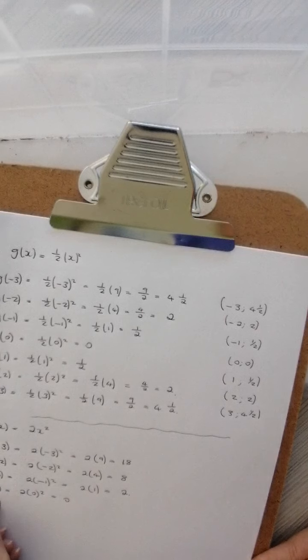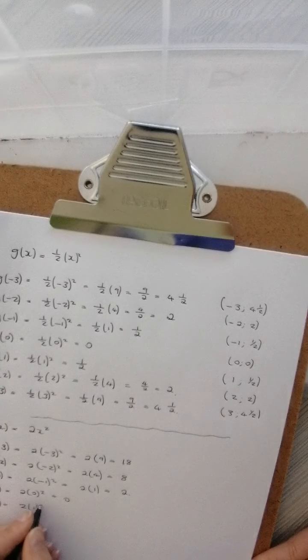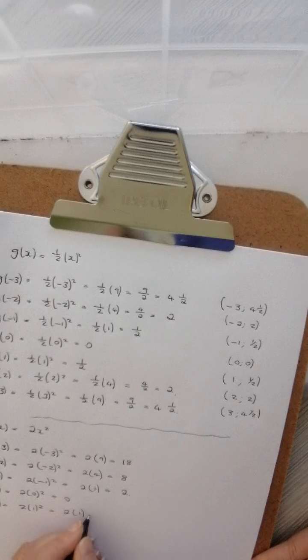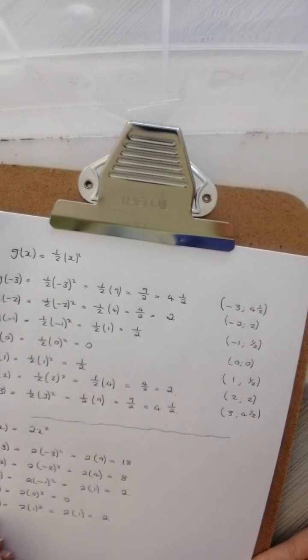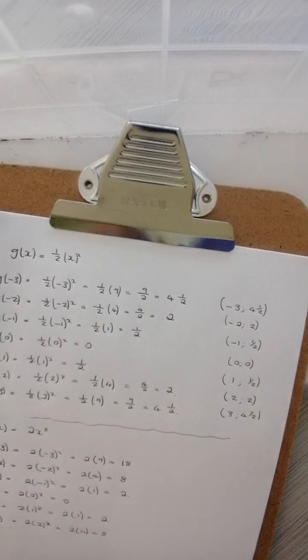Okay, h of 1 is 2 times 1, which equals 2. H of 2 is 2 times 2 squared, 2 times 4 equals 8. I'm not going to do the 3 because it's going to be a huge number.